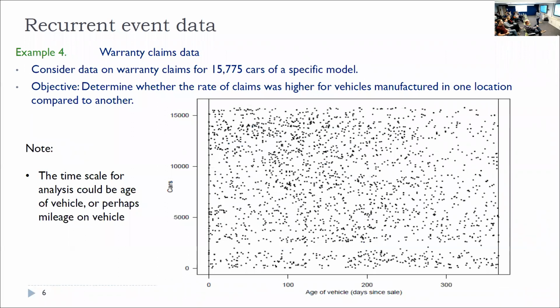Here's another car data example. I'm looking at warranty claims on 15,775 vehicles. Same thing on the y-axis, I have each of the car IDs. I'm following them over time. Age is actually the time scale here, and every time there was some type of warranty claim on the car, a dot shows up. So really we're looking at time to these warranty claims. One of the objectives here was to understand, is the rate of claims higher for vehicles manufactured in a particular city, city X versus city Y, or manufacturer X versus manufacturer Y, as an example. And the age of the vehicle is the time scale.